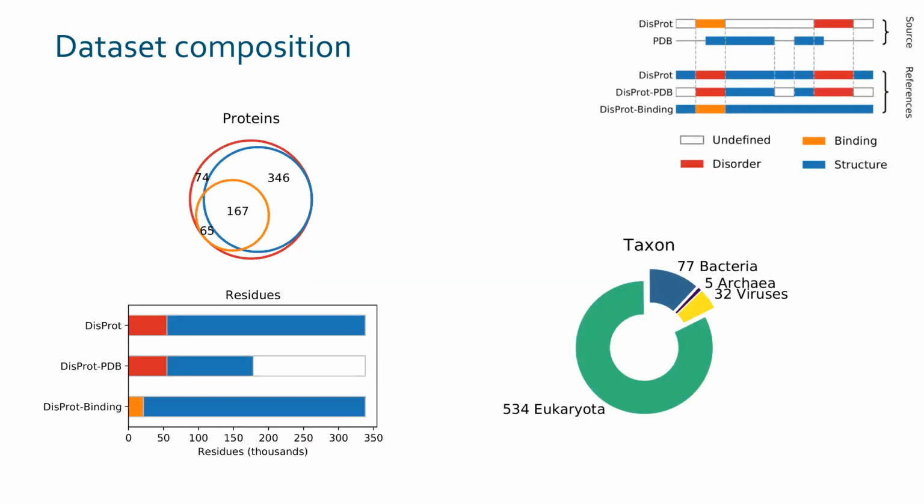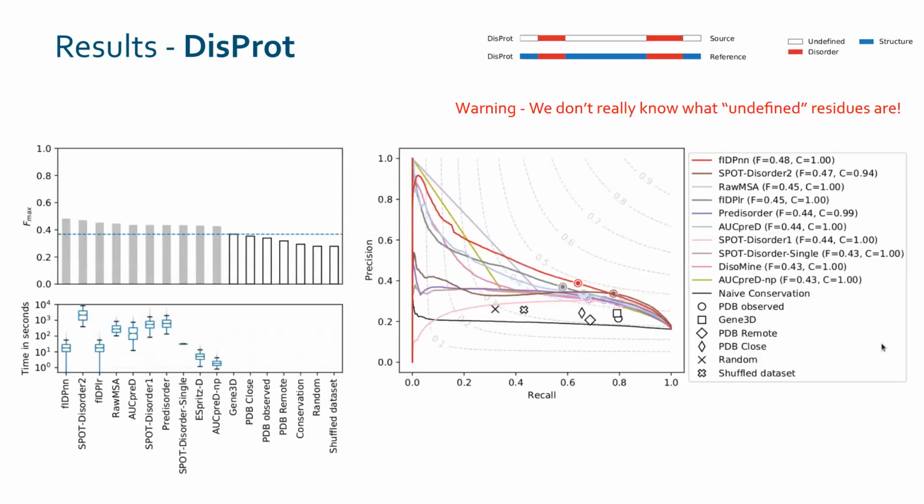So the three ground truths are unbalanced in different ways. The least unbalanced is the DisProt-PDB. In total, you see, we have considered 646 proteins, the majority of which come from eukaryotes, with a good representation of also other domains.